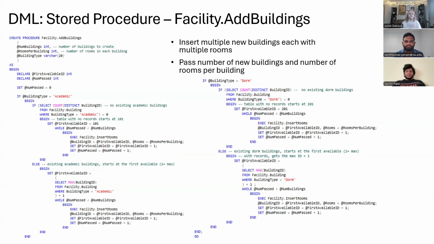So then we created a facility to add buildings, which you give a number of buildings, the rooms per building, and the building type, and then it'll insert all the buildings and all the rooms by doing some while loops and then executing the insert rooms function within those while loops. That is what we ended up doing to insert our data: we executed this stored procedure twice, one for the academic buildings and one for dorm buildings, to insert all of our buildings.